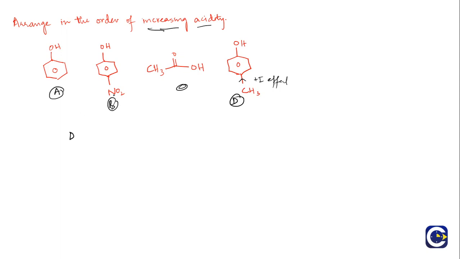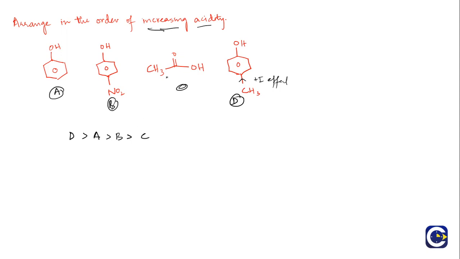Then the nitro group is going to increase the acidity of the phenol. So it will be more acidic than the phenol itself. So next will be the compound A, that's phenol, followed by the nitrophenol, and of all these, the most acidic is the carboxylic acid. Okay, that is the compound C.